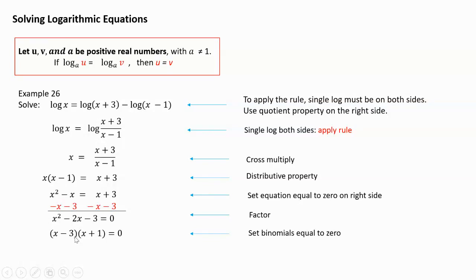So we set both equal to 0. So x minus 3 equals 0, or x plus 1 equals 0. So we get x equals 3 and x equals negative 1.